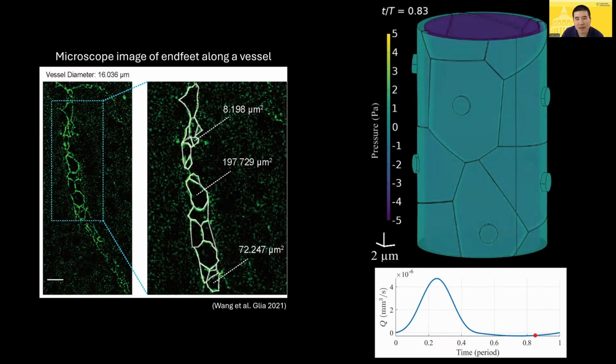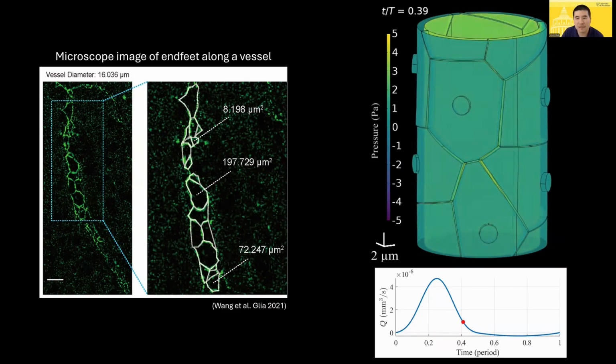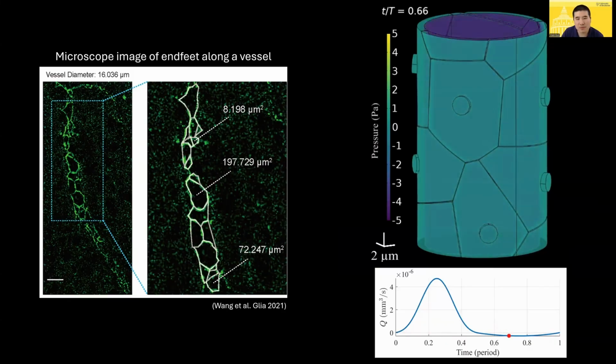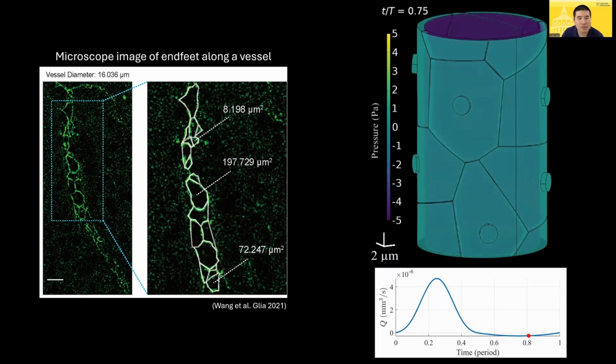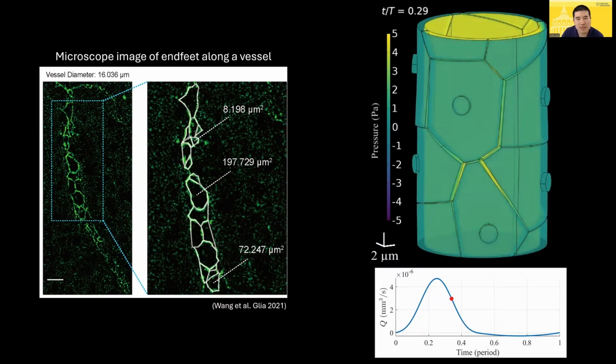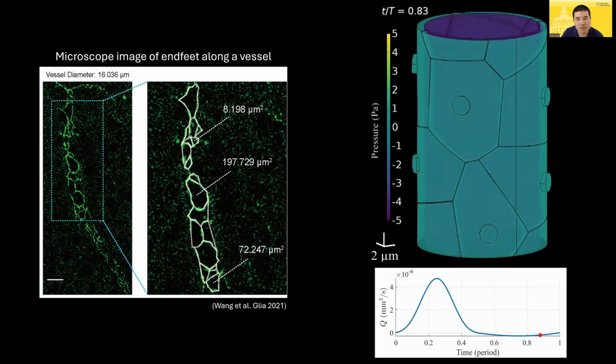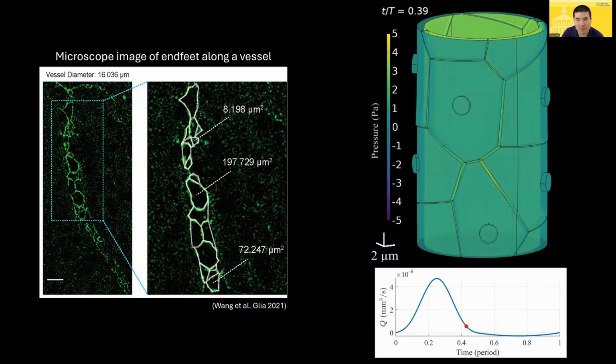When the pressure is higher in the perivascular space, the end feet are pushed outward, and the gaps between the end feet open, which allows fluid to flow out. However, when the pressure is lower in the perivascular space, the end feet are pushed inward. But due to the cylindrical geometry of the end feet arrangement, the gaps are closed. And the plot shows the volumetric flow rate, which increases as the pressure is higher in the perivascular space, allowing the fluid to flow out of the perivascular space, but almost no fluid flows in.